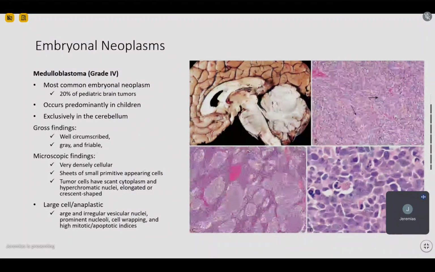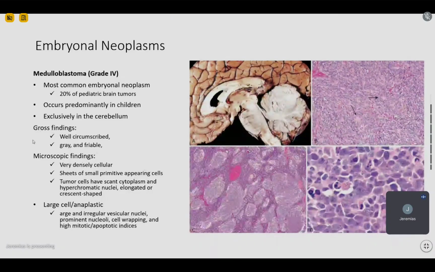We also have embryonal neoplasm, medulloblastoma, grade 4. So this one is the most common embryonal neoplasm and accounts for 20% of pediatric brain tumors. And it occurs predominantly in children compared to the others. So its location is exclusively in the cerebellum.